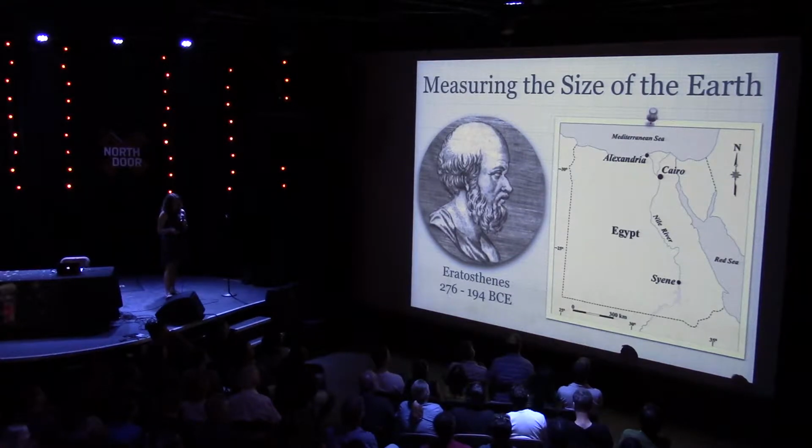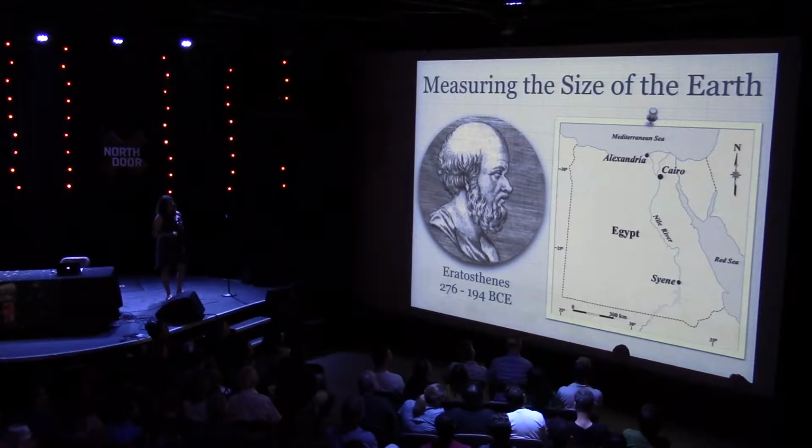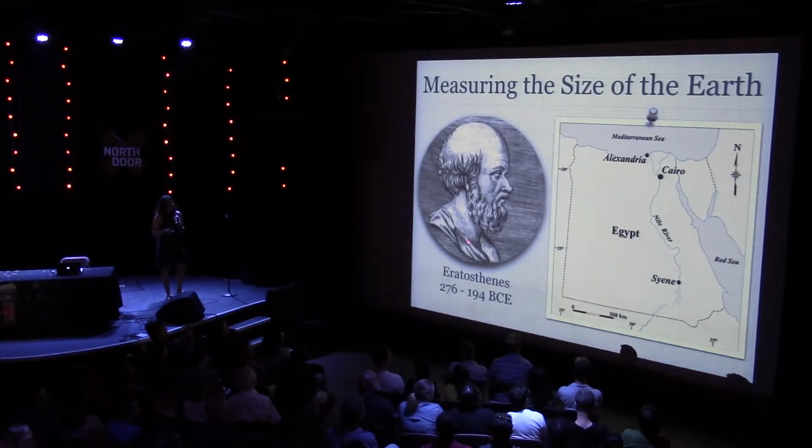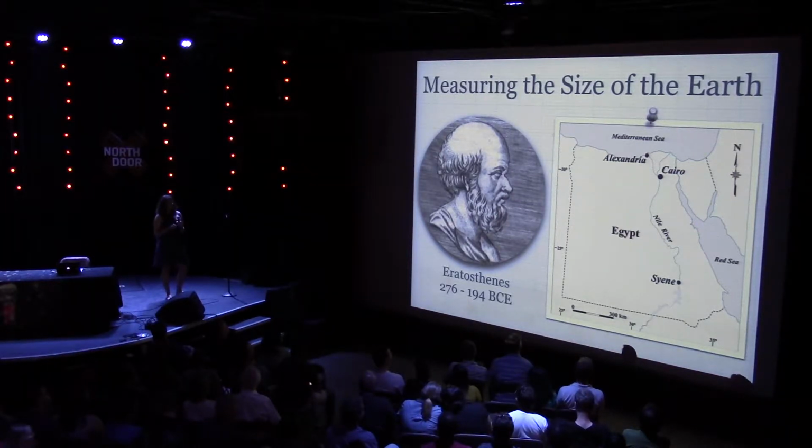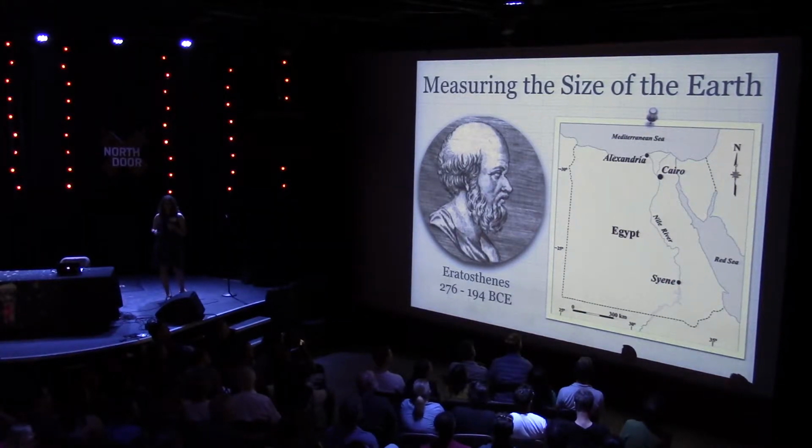He was an ancient Greek. He was a mathematician, an astronomer, a poet. He pretty much did every single thing that you can think of. And eventually he became the head librarian at the Library of Alexandria, which is a pretty sweet gig. And as the librarian in the Library of Alexandria, you get to hear about really cool things that happen all over the world. And he heard a story about something kind of interesting that happened on a very special day at a special time in the city of Syene, which is just south of Alexandria, about 800 kilometers south.